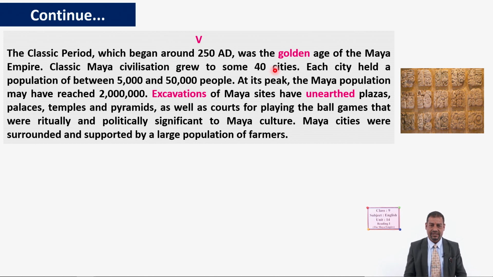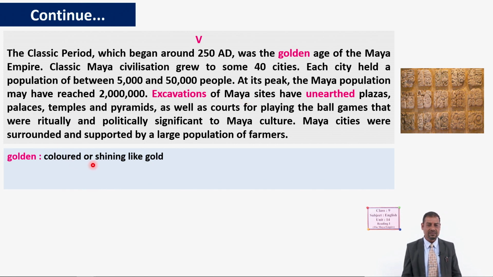So, the first word here we have is golden, G-O-L-D-E-N, golden. So, what does it mean? I think it's very easy for you. Okay, tell me once again. Oh yes, you are right, and the correct meaning of golden is colored or shining like gold. Golden age means this age was a very successful age for the Mayas. They developed so many things. Next word we have is excavations, E-X-C-A-V-A-T-I-O-N-S, excavations. So what does it mean?